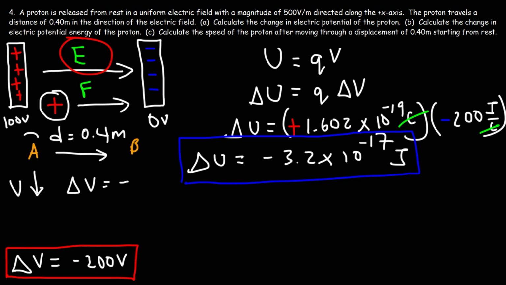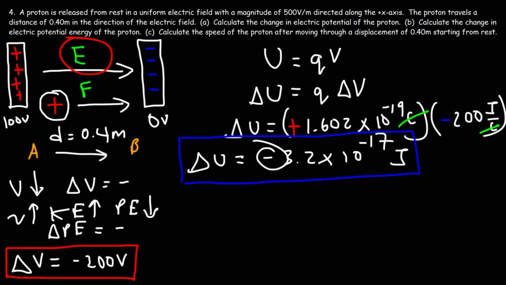As the proton moves from point A to point B, we know that the speed is going to increase. Therefore, the kinetic energy of the proton will increase. If the kinetic energy is increasing, the potential energy is decreasing. And if the potential energy decreases, we can see that the change is going to be negative, which is what we have here.